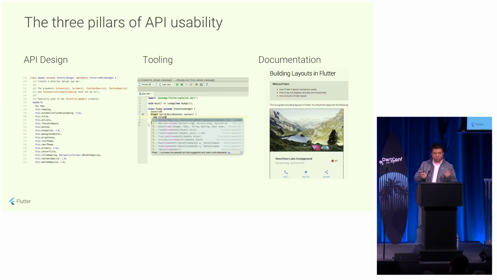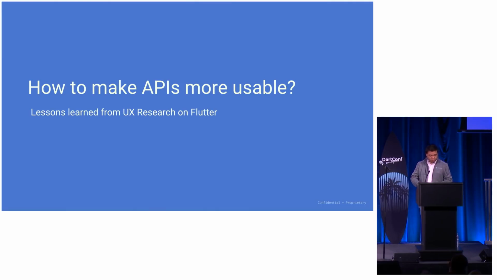But when we talk about API usability, it's actually not just one thing, and we need to care about three complementary areas. There are API design, tools that make APIs discoverable and usable, as well as documentation, which explains how to use APIs and the libraries. And often you can find that one API usability issue can be solved in many different ways within this space. So how can we make APIs more usable? Here I share some lessons we have learned from UX research on Flutter.